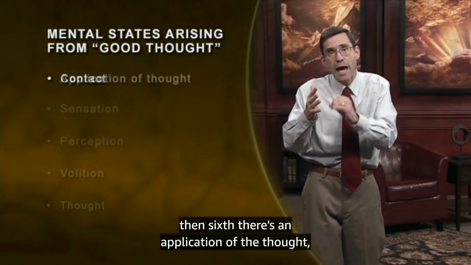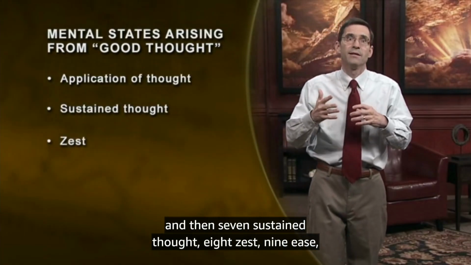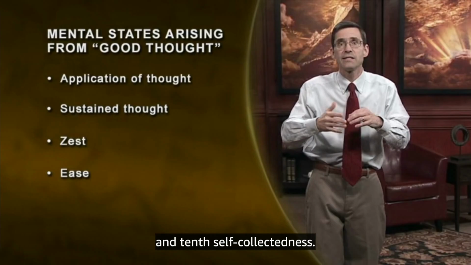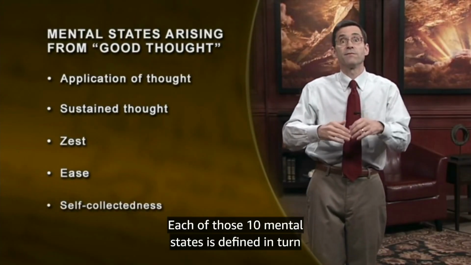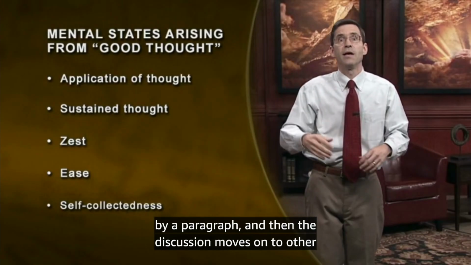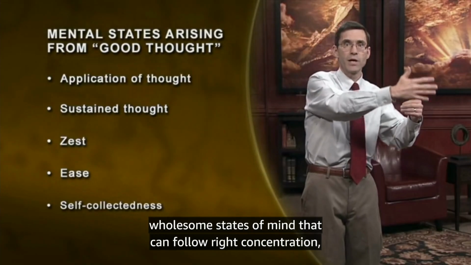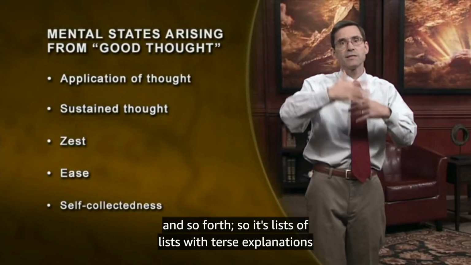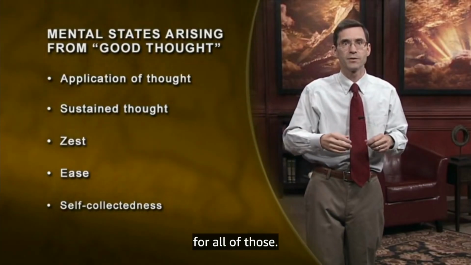And then 6th, there's an application of the thought, and then 7, sustained thought, 8, zest, 9, ease, and 10, self-collectedness. And then each of those 10 mental states is defined in turn by a paragraph, and then the discussion moves on to other wholesome states of mind that can follow right concentration, and so forth. So it's lists of lists with explanations, terse explanations for all of those. That's the Abhidharma.